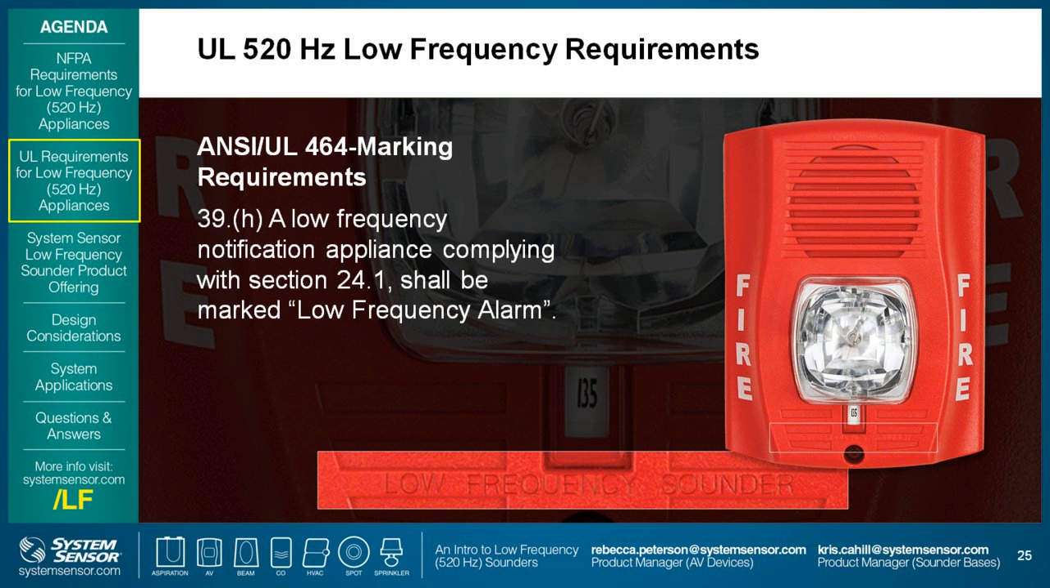So in Section 39 of ANSI 464, they added this marking requirement that says that the device has to have a permanent marking that is visible on the housing that says either low-frequency alarm or low-frequency sounder. I've also seen products that are out there now that say just like 520 hertz. So UL's in essence being very accommodating with this marking requirement. They just want to make sure that manufacturers are putting something on the housing so you can easily distinguish the products.